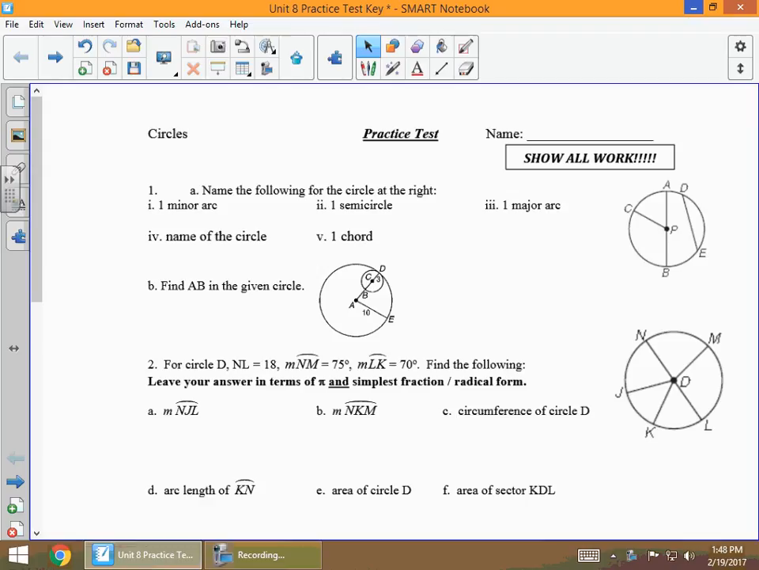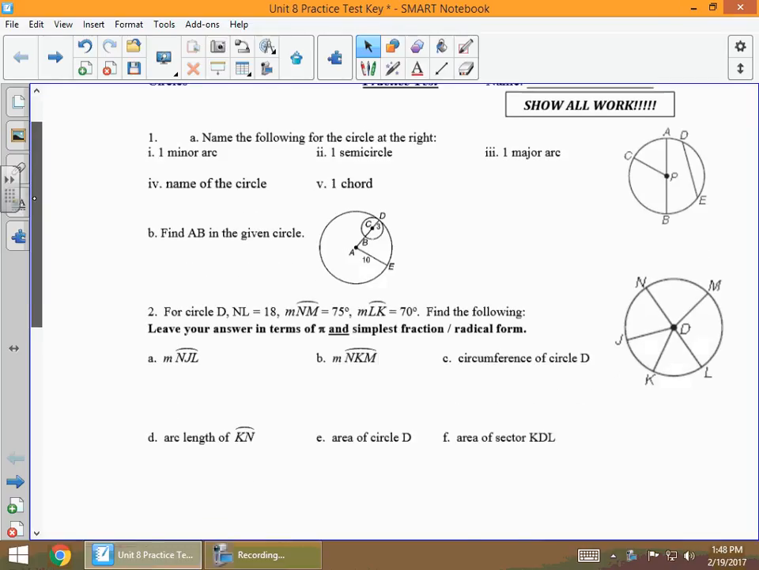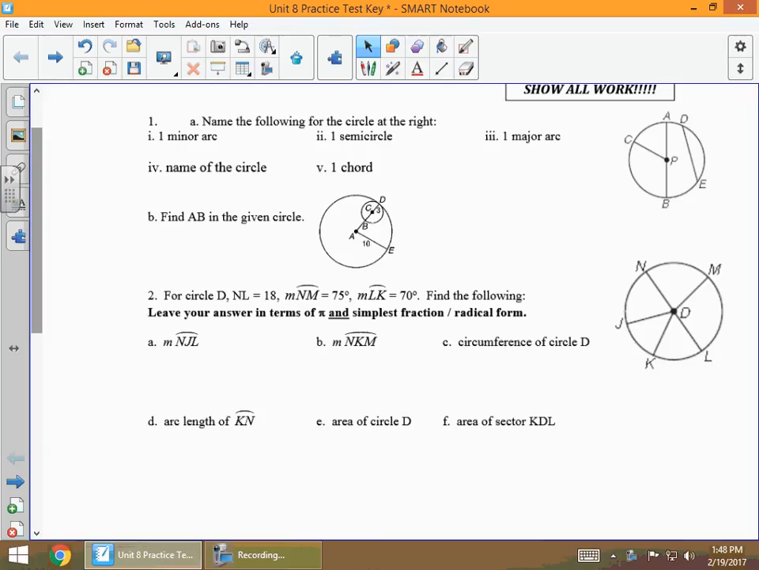Well, with that being said, let's go ahead and take a look at question number 1. Question number 1 is broken into 2 parts, an A and a B. Part A looks like 5 different parts, all about naming different parts of a circle.